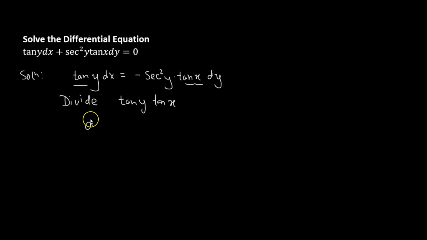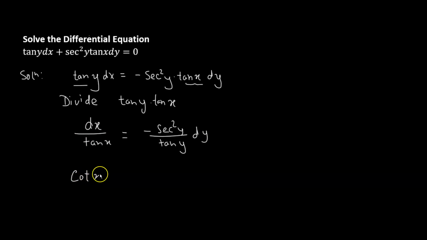So that should give us dx over tangent of x equals negative secant squared y divided by tangent of y dy. So we have 1 over tangent of x on the left hand side, that's simply cotangent of x dx equals negative secant squared y over tangent of y dy. So this is now in the separable form, which means we can integrate both sides.